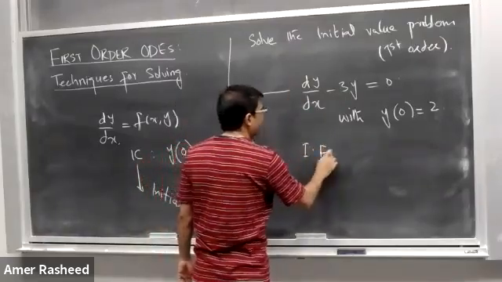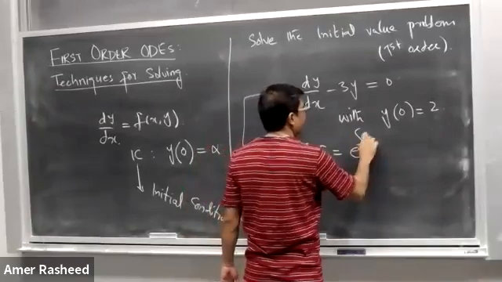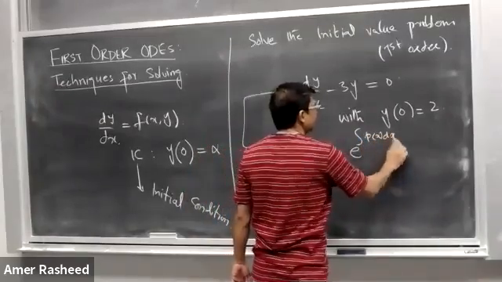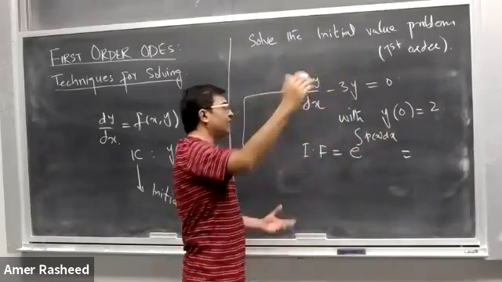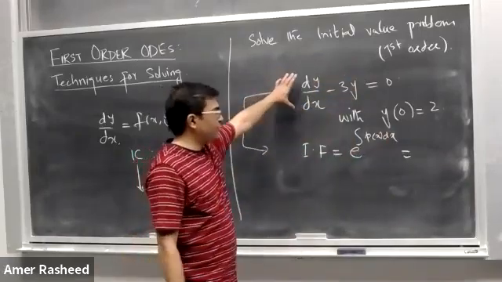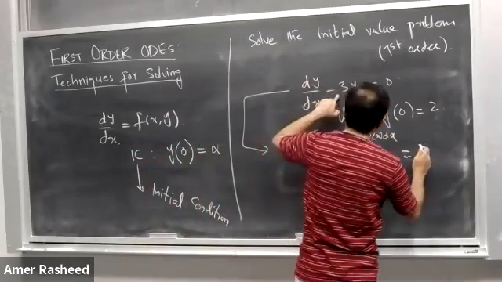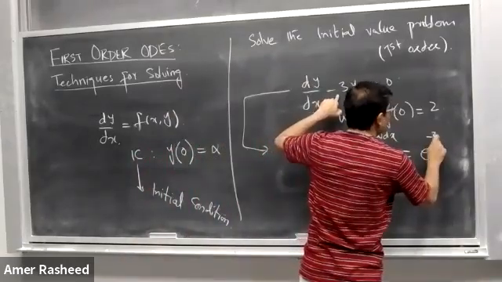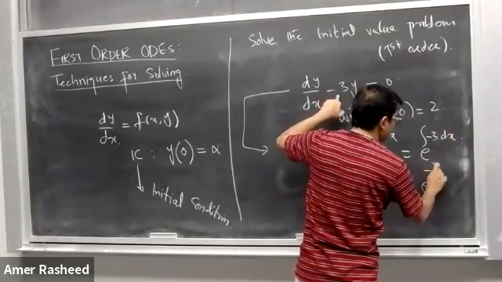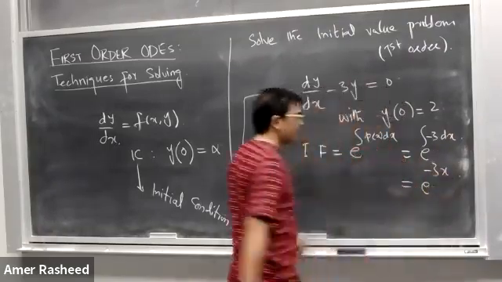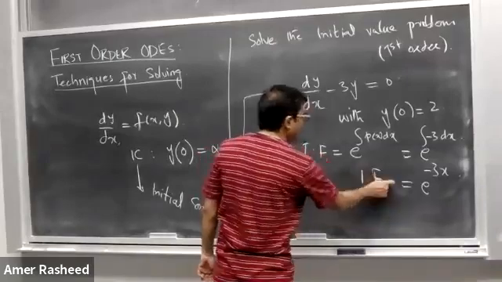So integrating factor is what? e raised power integral p of x dx. This differential equation is already in the standard form, so I don't need to convert it into standard form. So what is p of x? It is -3. So e raised power -3 integral dx. Its integral is e raised power -3x. Okay, so this is our integrating factor.